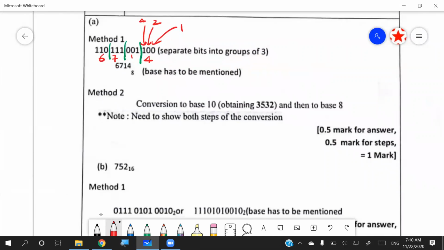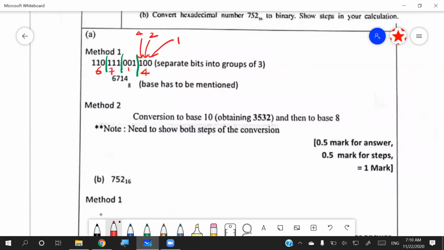So there are many more ways, right? You can convert binary into decimal, and decimal then into octal, right? So you can go in that manner as well. But this is the shortest way, right? You are given the marks if you do it in any way, right? The final answer is what matters, right?